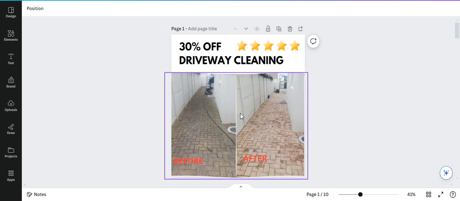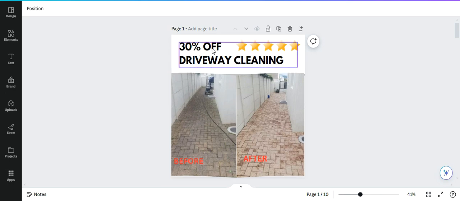And sometimes it's very difficult to maneuver to create before and after, especially if you are in a skincare or beauty niche, but it's possible. So I'm putting 30% off here as the offer. So we are giving them 30% off at a particular time of the year, and we are showing them that we have a 5-star rating, which means that we are a professional service over here. So this is one of the ads. Let me show you other ones as well.